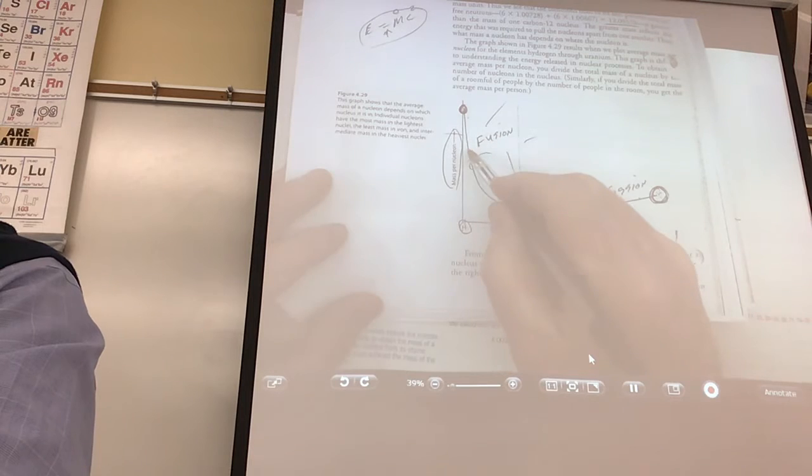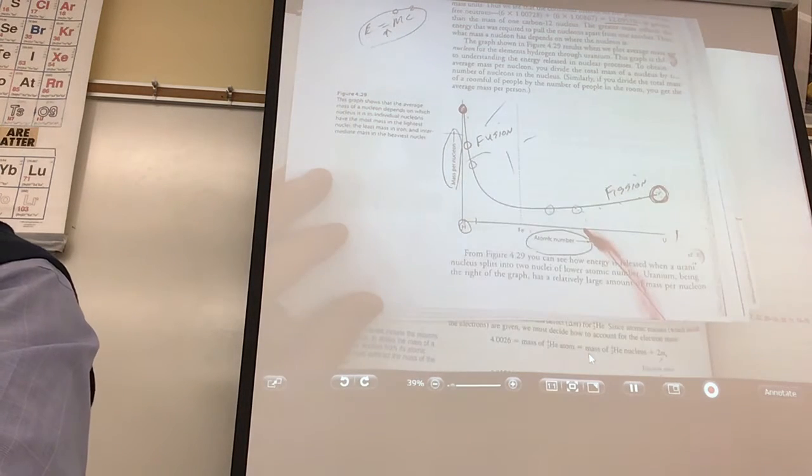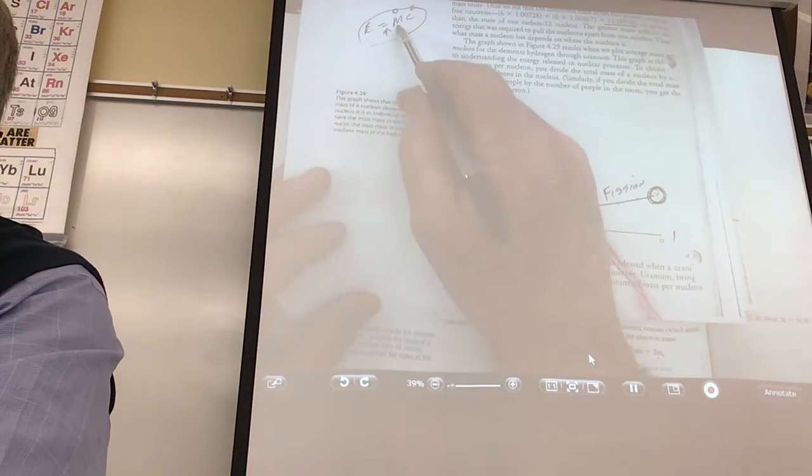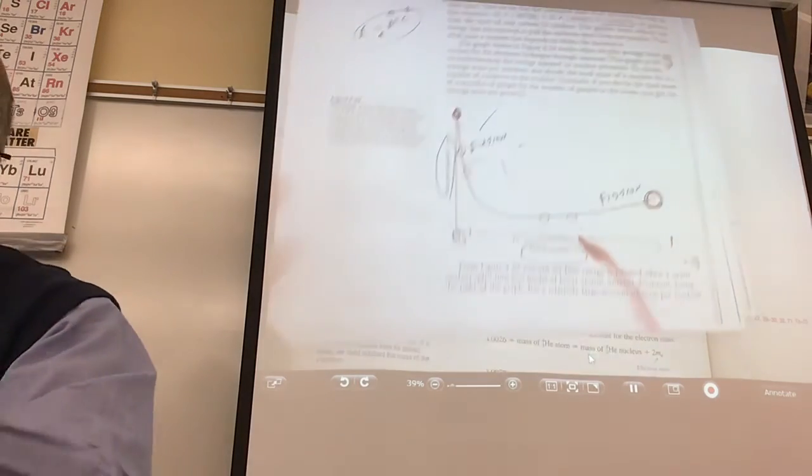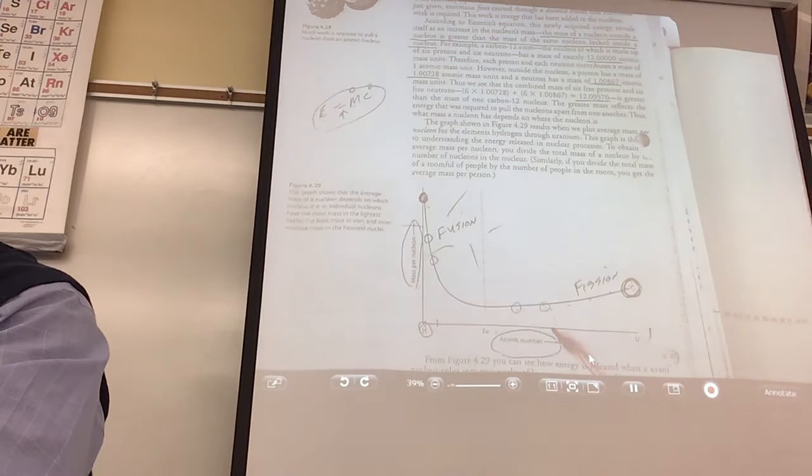But what happens when you get to something like lithium? What's the mass per nucleon? Well, it should be the same. The protons should weigh the same. The neutrons should weigh the same, but they don't. They weigh less, don't they? Where's the missing mass? It's been converted into energy. What kind of energy? The energy to hold the nucleus together.